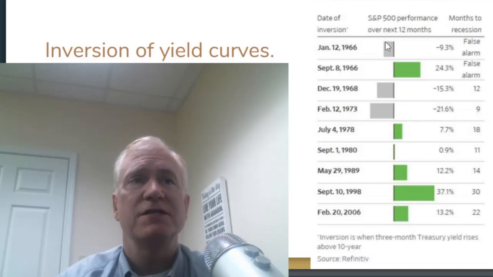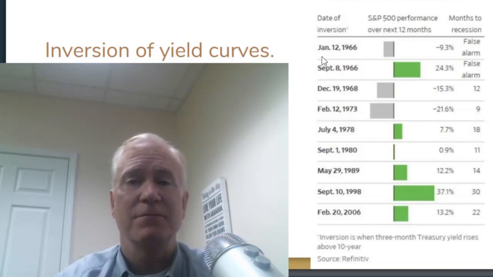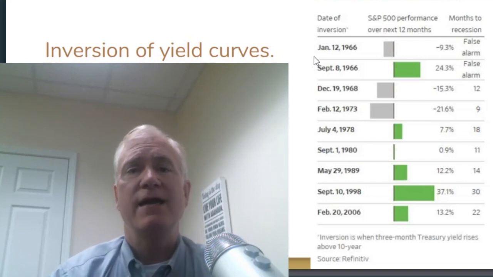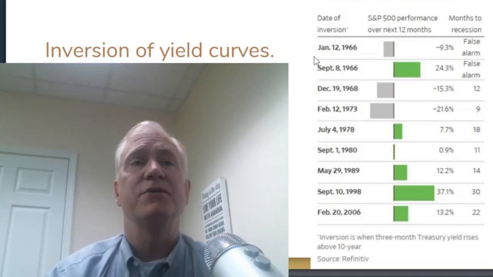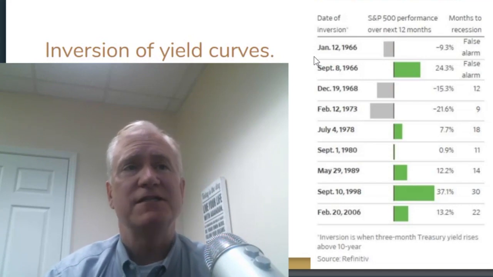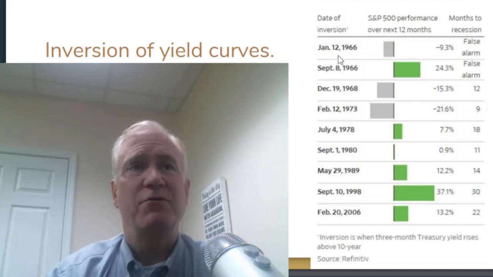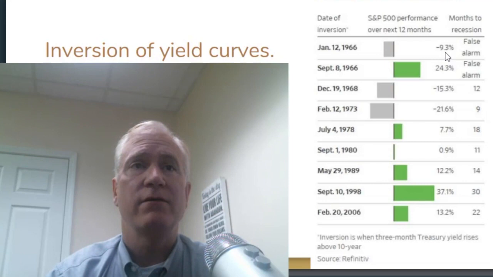The first thing to notice is there's only 9 times when this has happened, 9 times. So we're basing predictions on an N of 9 or a sample set of 9. I'm sure statisticians wouldn't like this, but anyway, this is what the data is. January 12th, 1966, the yield curve inverted. Oh my gosh, what happened? Well, the market did go down, S&P 500, 9.3%, but it was a false alarm for a recession.